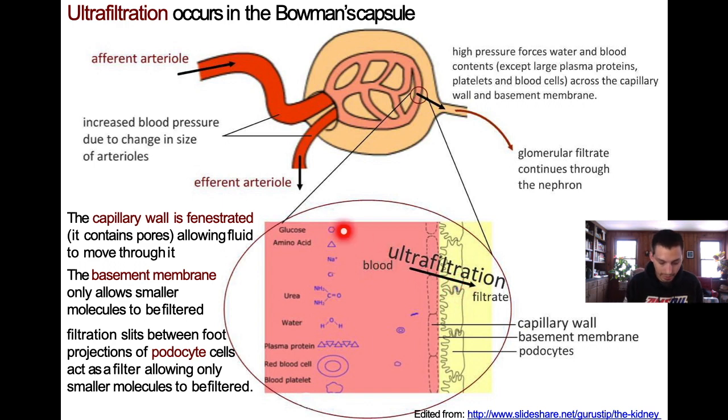So I have glucose, I have amino acids, I have urea, I have water, plasma proteins, red blood cells, and blood platelets, all of those in my blood vessels, but obviously I don't want the red blood cells and the blood platelets to leave. Between the basement membrane and the foot projections on the podocyte cells, they act like filters, so only this smaller stuff can make it out. But plasma proteins do not get filtered out, and blood cells do not get filtered out.